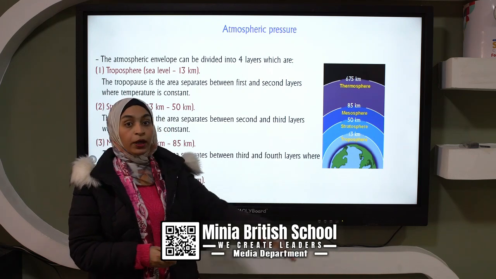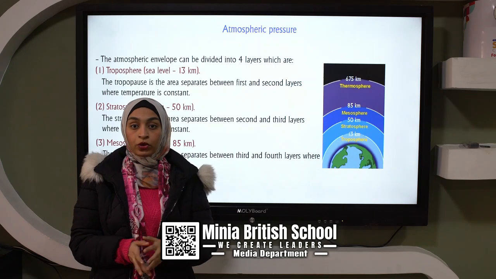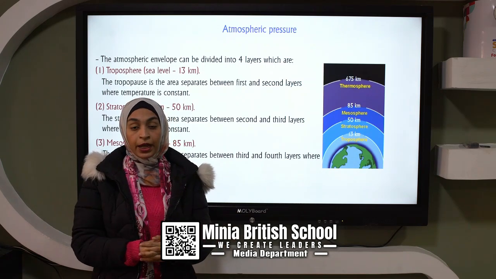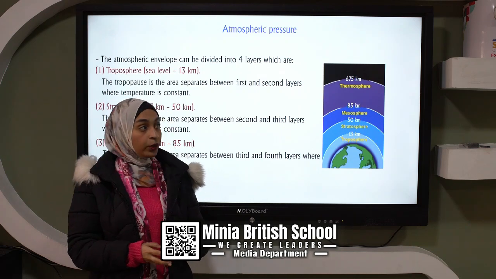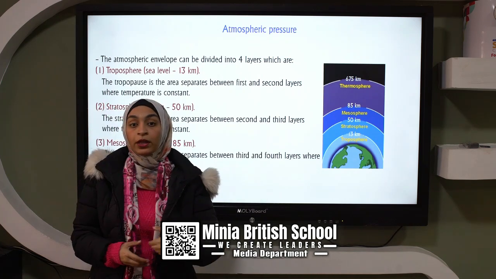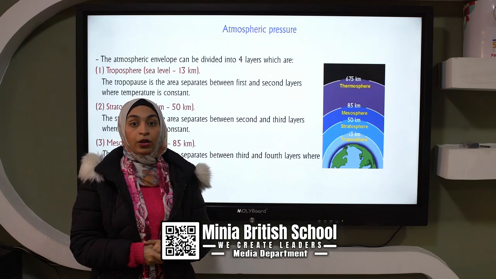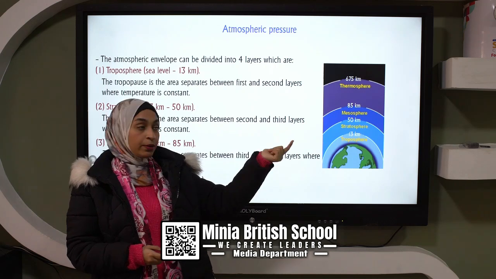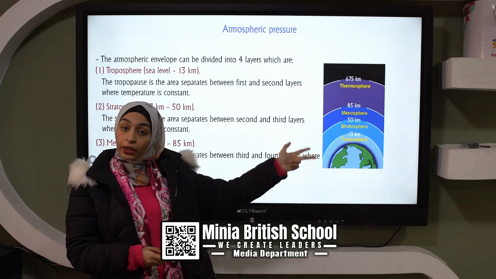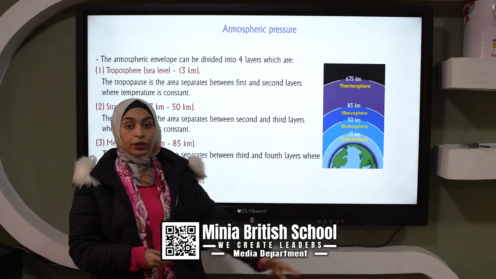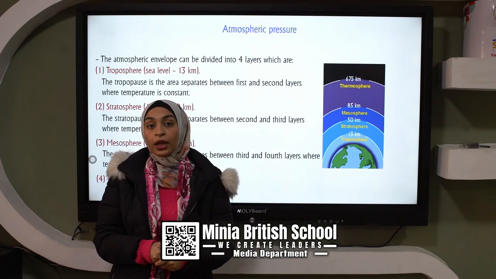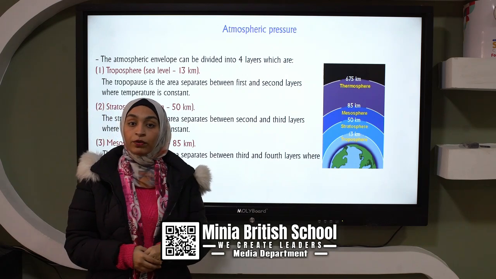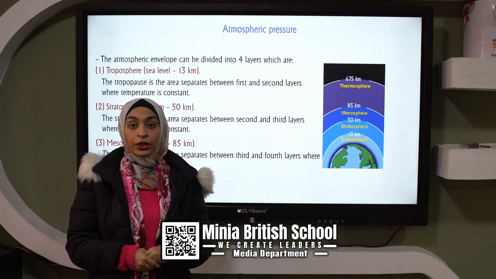We end this lesson with a layer called the exosphere, in which all the atmospheric layers are inserted, and the satellites float in it. So when you study the layers, you have to make a comparison between them according to their atmospheric pressure in each layer, the temperature of each one, the thickness of each one, and also the importance of each one.